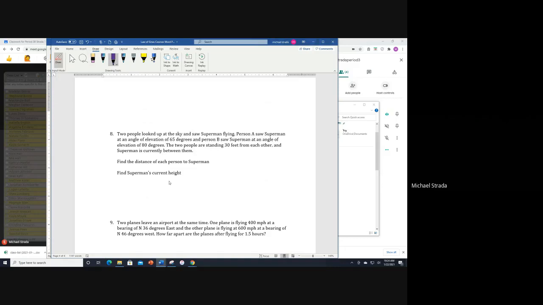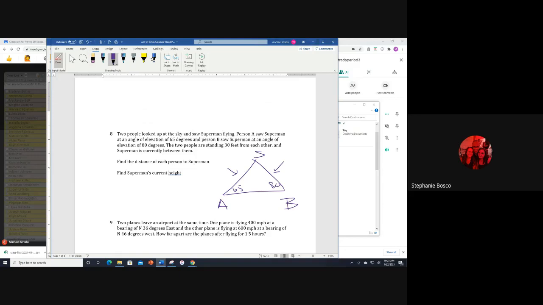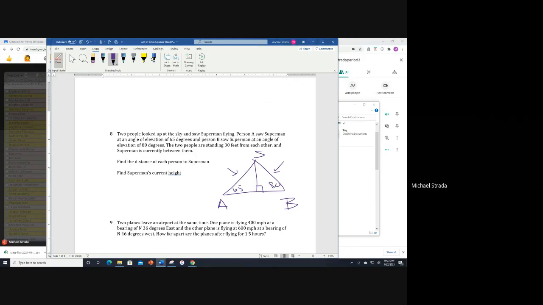Just give me 1 second, let me visualize it really quick. Basically, here's person A, there's person B, and they can be rotated. There's Superman, there's the 65 degrees, and there's the 80 degrees. So you found these lengths first? Yeah, I found both lengths to Superman, and then when I split it in half, I used person A's angle in between Superman and person B to find the rest. Then that'll work. It should be the same. Just show your work.